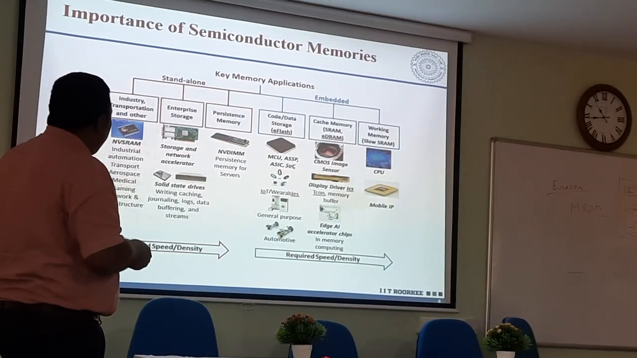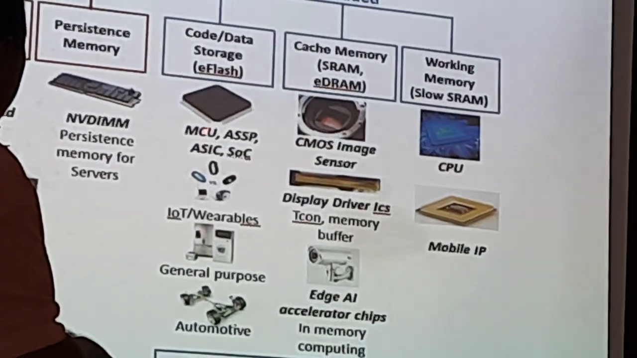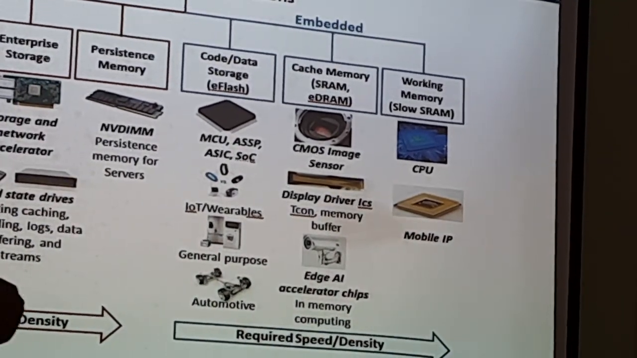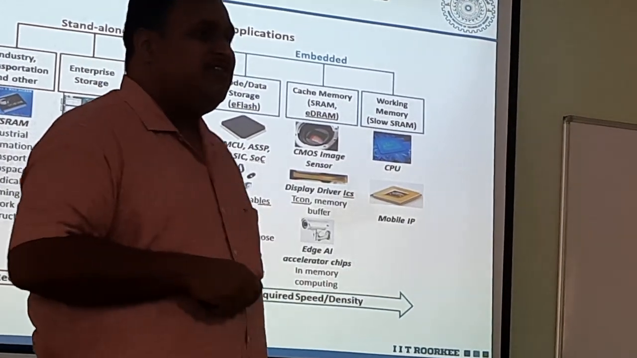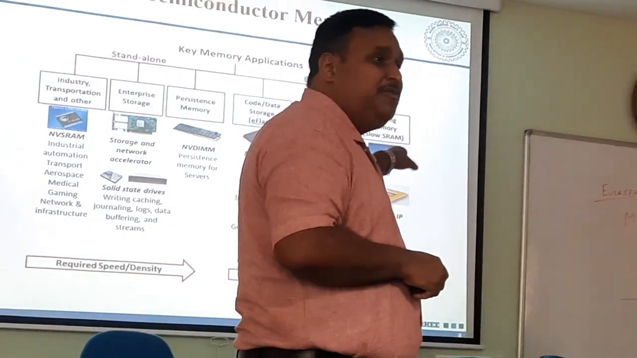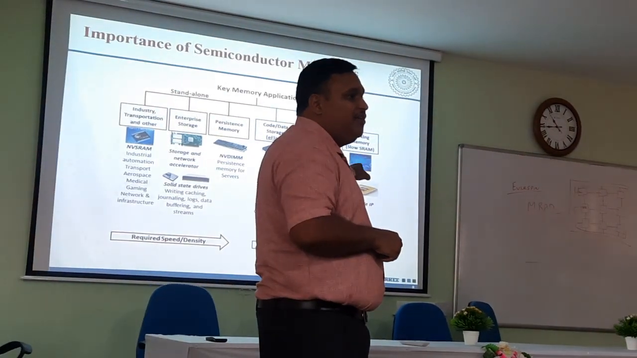Then persistent memories for servers. Then you have code or data storage in the form of eFlash in different MCUs. Then memories in the form of your eDRAM or SRAM and your CMOS image sensors. You find a lot of applications in different areas. And then when it comes to CPU, you need to have highly reliable and highly fast memories.